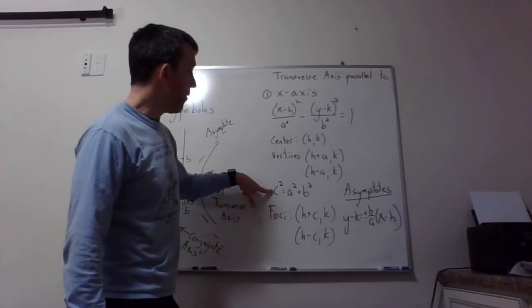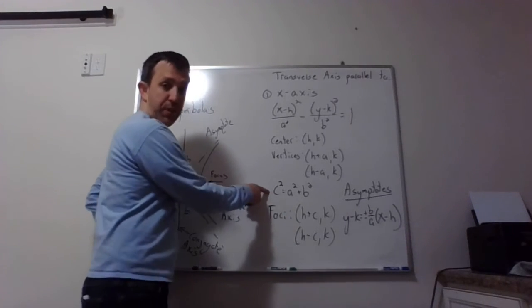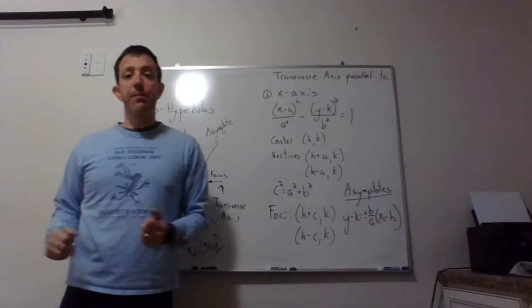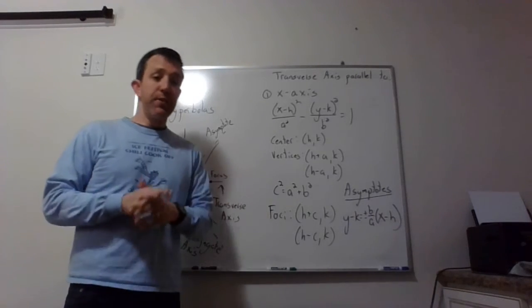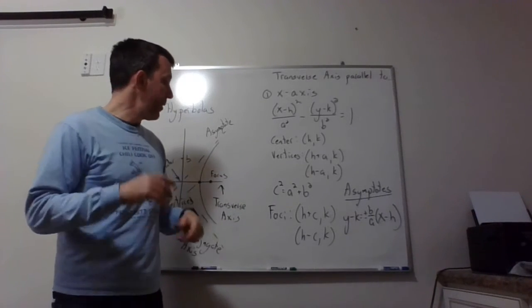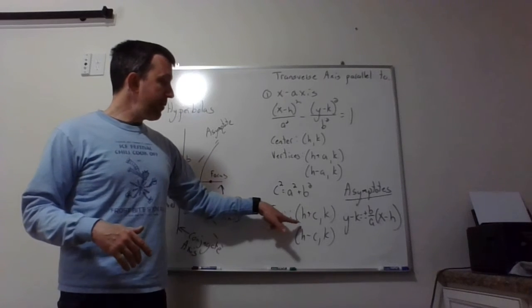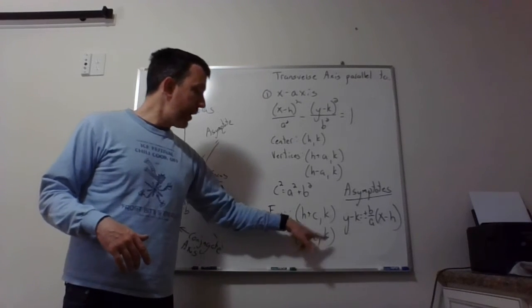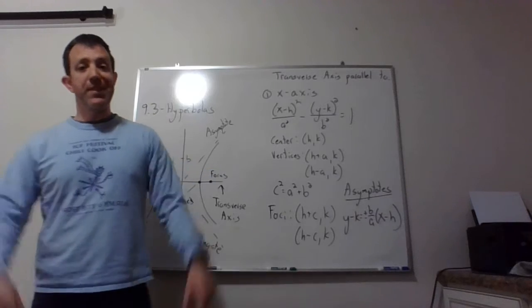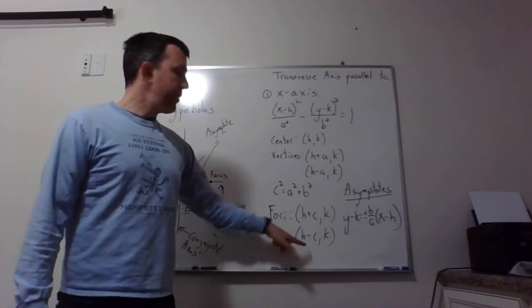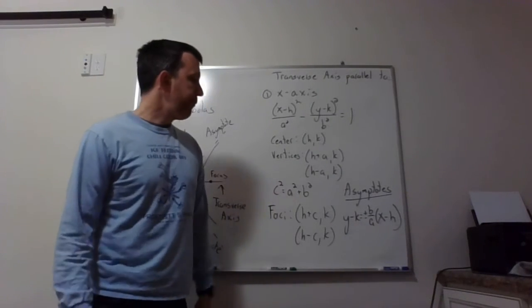This time for the foci, c squared is a squared plus b squared. If you remember with the ellipses, it was a squared minus b squared. So that's a little bit different. Try not to get them mixed up. That'd be bad. But then the foci work the same way. H plus c comma k, h minus c comma k. Because again, everything's going sideways here. So we add and subtract from the x coordinate for the center.